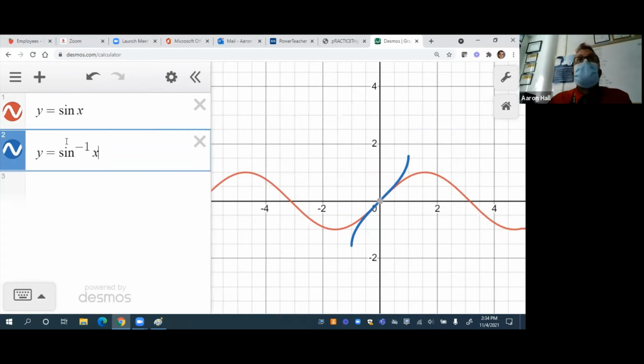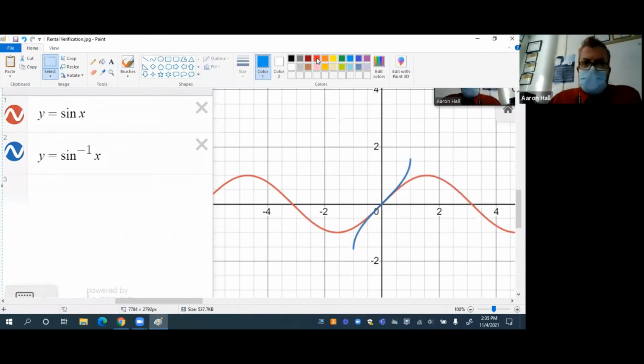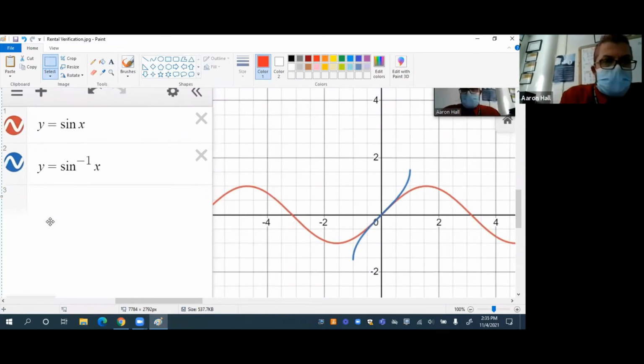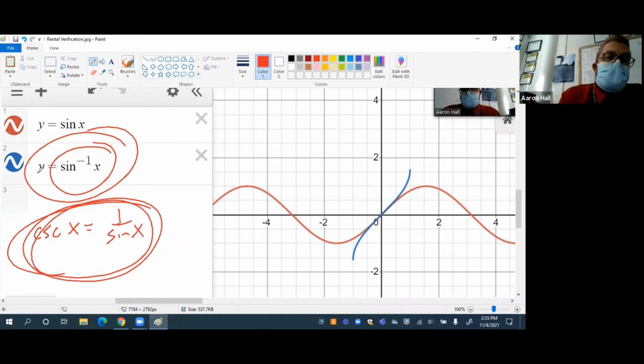Wouldn't that be the same as saying 1 over sine of x? Is this the same as 1 over sine of x? No. Cosecant of x is equal to 1 over sine of x. But we're talking about inverses, which is a different idea. These are just reciprocals, whereas this is an inverse.